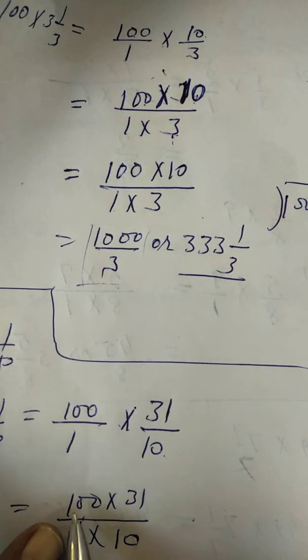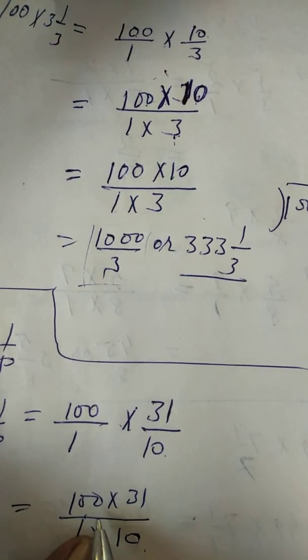Now 100 and 10 both are divisible by a common number.